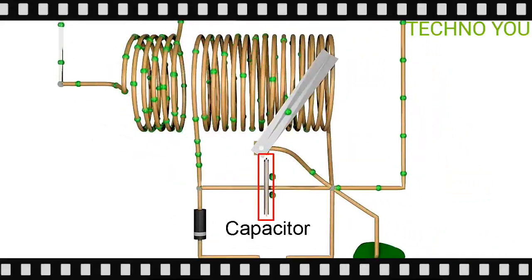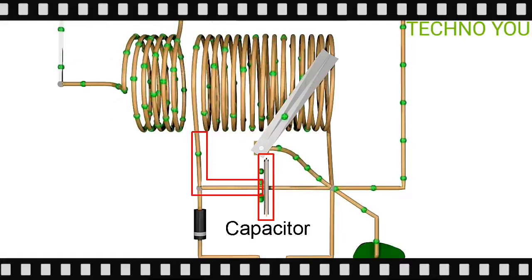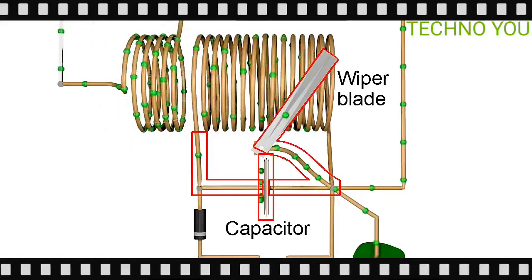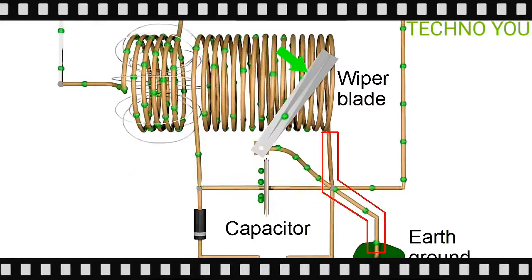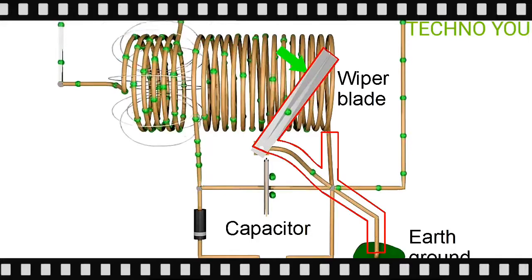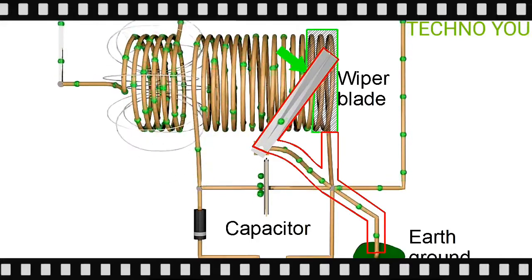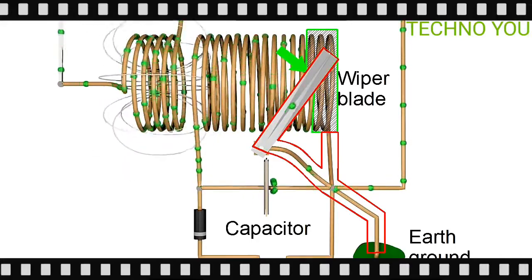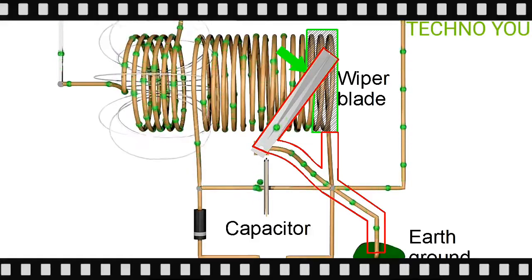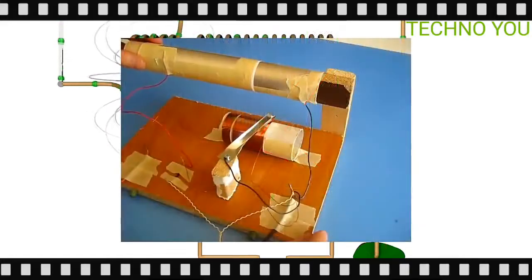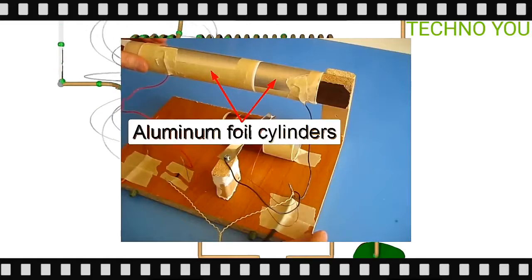In parallel with the second coil is a capacitor. One plate of the capacitor is connected to one end of the coil. The other plate of the capacitor is connected to one end of a wiper blade, which is then touching the coil somewhere. The other end of the coil is connected to earth ground, but since the wiper blade is also connected to earth ground, that means that that section of the coil has no voltage, no current or electron flow. Nothing happens there.